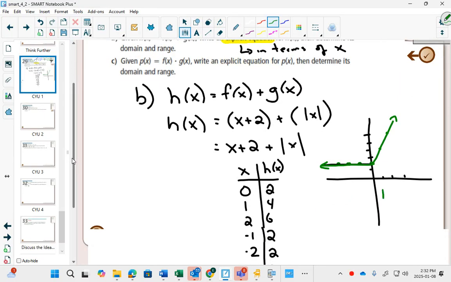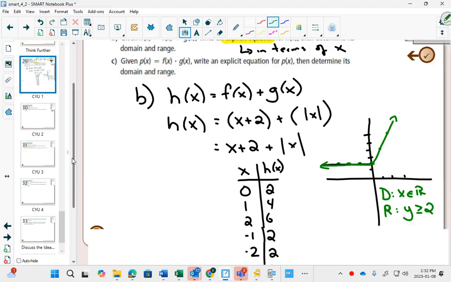So we did the graph. Let's just finish this question. From this graph, I hope you can see the domain is still everything. And the range is bigger than or equal to 2, which I think was not obvious from the equation.